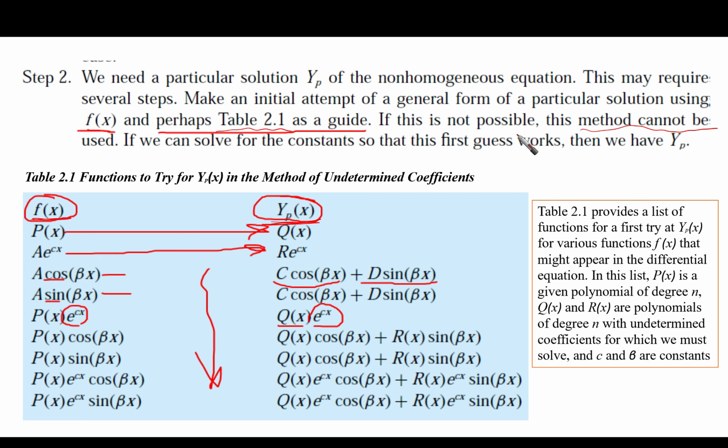If this is not possible, this method cannot be used. So do not make several attempts. If you cannot find y particular, if you can't find something in the table suitable for your case, then do not use this method, the undetermined coefficients. If we can solve for the constants so that this first guess works, then we have yp with us.